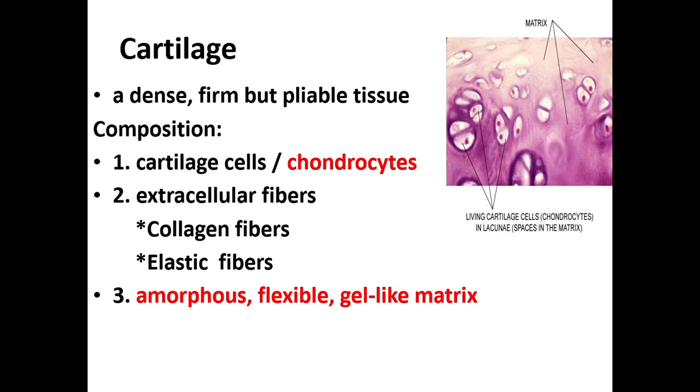We'll start first with the cartilage. The cartilage is described to be a dense, firm, but pliable connective tissue. It is composed of cartilage cells we call the chondrocytes and an ICS that is gel-like in nature but flexible. Now, embedded in the ICS are the fibers. We have the collagen fibers and elastic fibers.